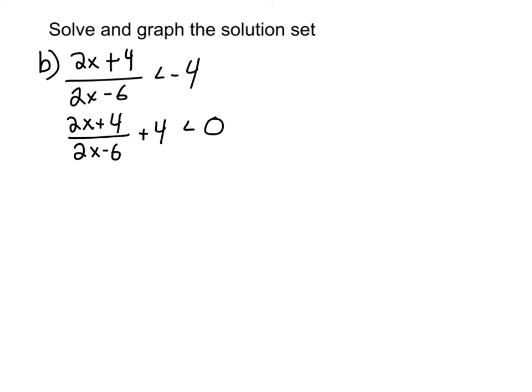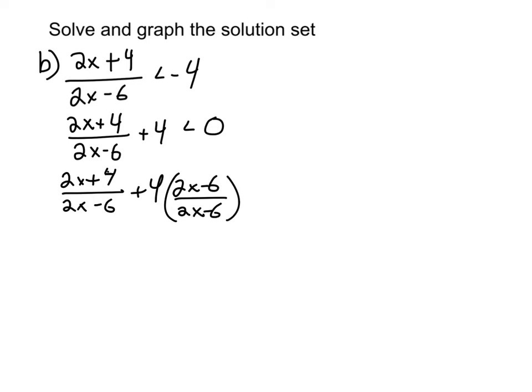Now I need to combine this. I need to get common denominators so that I can add this fraction plus this guy. Okay, so I'm going to get common denominators. Let's see, 2x minus 6, and then I'm going to multiply this 4 by 2x minus 6 over 2x minus 6. Alright, because basically I multiply 4 by 1, right?